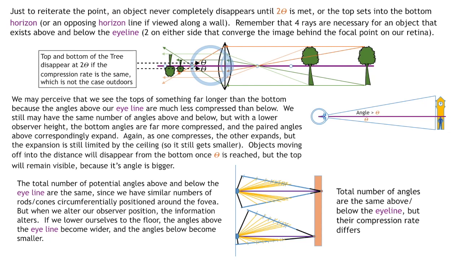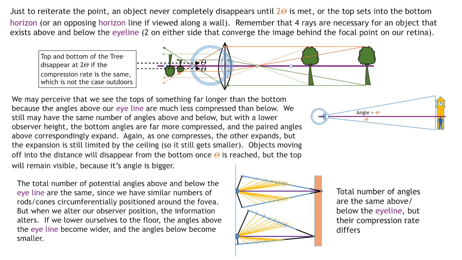Even in that case, 2 theta being met simultaneously is very rare, because for that you need the floor and the ceiling to be the same exact height away from your eye. If you're slightly closer to the floor than you are to the ceiling, then theta is met along the lower aspect of the eye line sooner than it is above. Likewise, if you are closer to the ceiling than you are to the floor, theta is going to be met along the ceiling a lot quicker, and the object will disappear along the top.